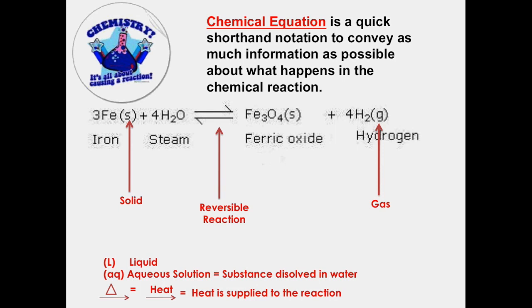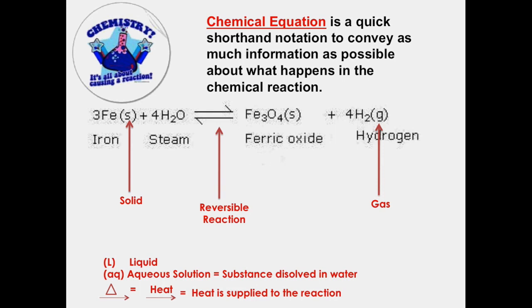A reversible reaction is a reaction that can work from reactants to products and then vice versa, go from products to reactants. Also in this reaction we are using S for indicating the state of a solid, as in iron, L for liquid, G for gas as it is in hydrogen. And when we have a substance dissolved in water, we call it aqueous solution and we use AQ.